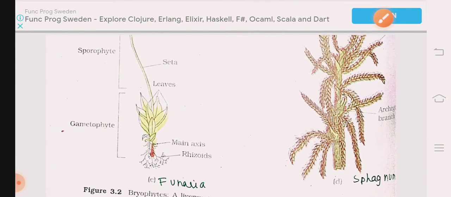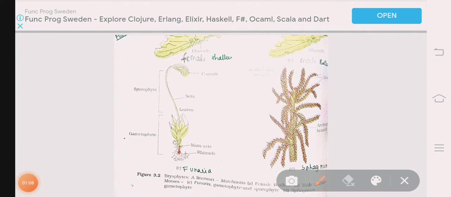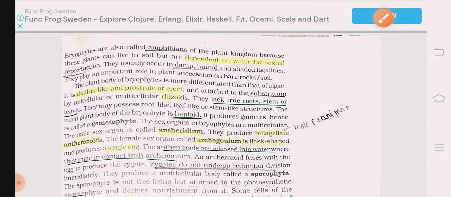Then this one is your Funaria. Funaria is a part of moss, and this is Sphagnum. Sphagnum is also a moss. There are three examples of moss which you should remember: Sphagnum, Polytrichum and Funaria. Now let's begin with bryophytes.